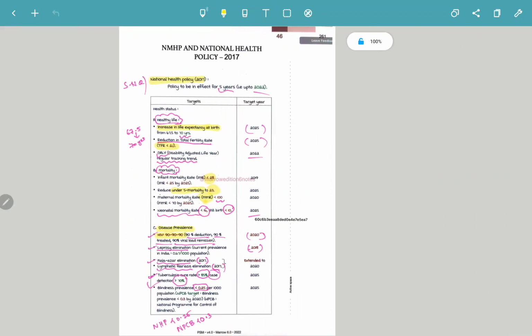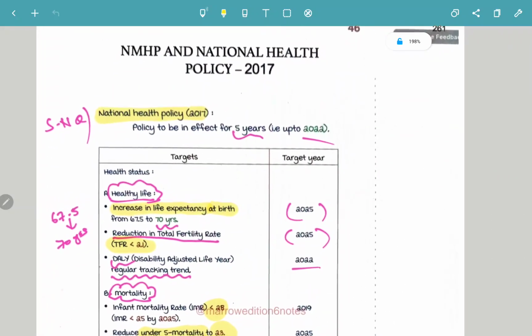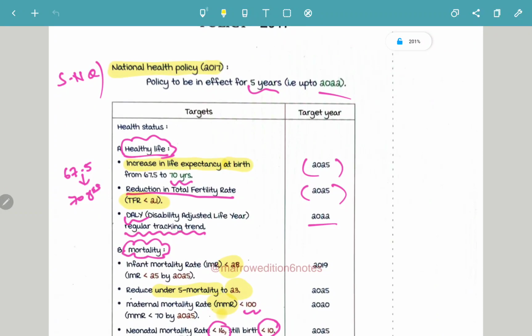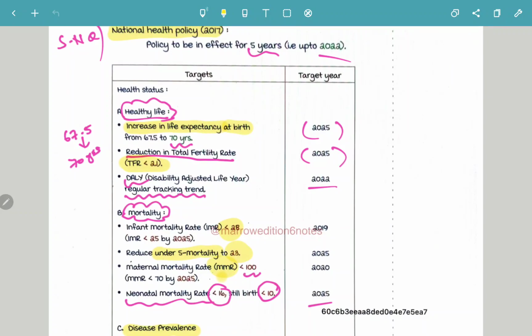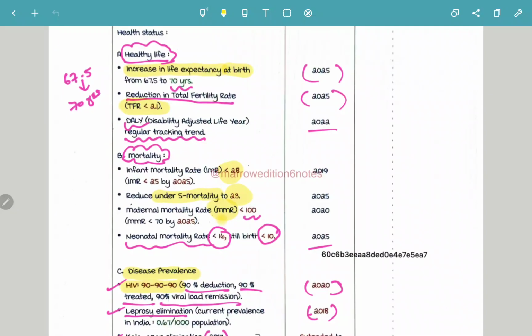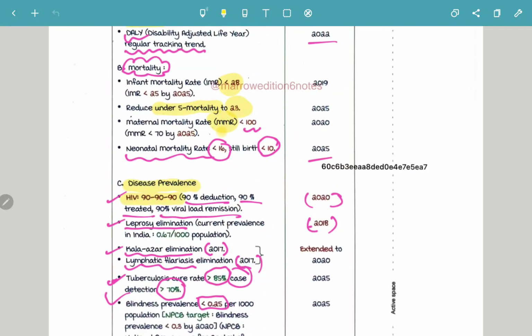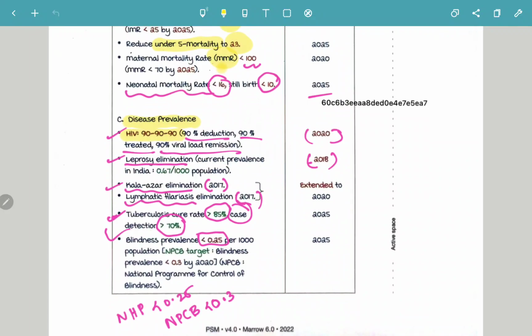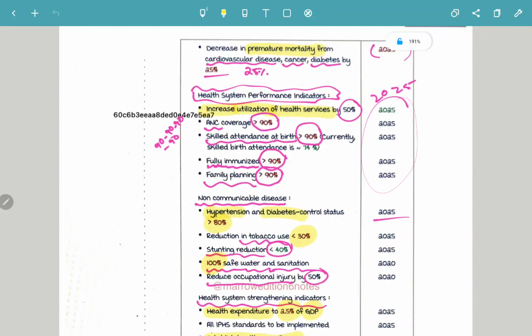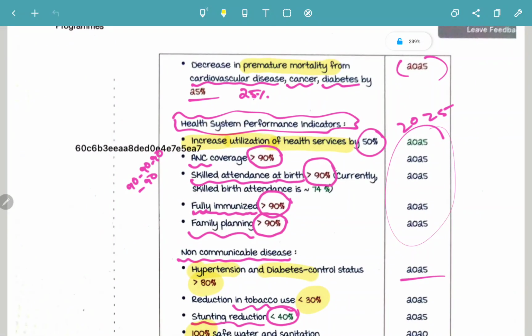So we have covered the important question national health policy. We'll revise once again. National health policy was given in 2017. The policy is in effect for 5 years up till 2022, but most of the target year is 2025. Under a healthy life, we saw increase in the life expectancy at birth, a reduction in the total fertility rate, DALY tracking, mortality we saw IMR, under 5, MMR, neonatal mortality, and disease prevalence we saw HIV 90, leprosy elimination, Kala-Azar elimination, lymphatic filariasis elimination, tuberculosis cure rate and case detection, blindness prevalence, and decrease in the premature mortality due to cardiovascular disease, cancer, diabetes, all this must be less by 25%.